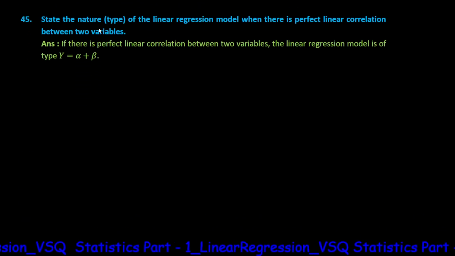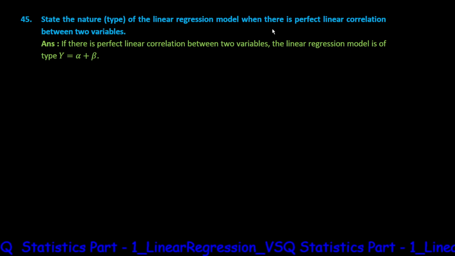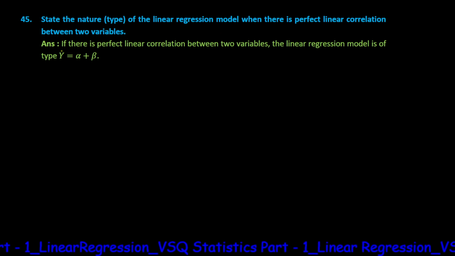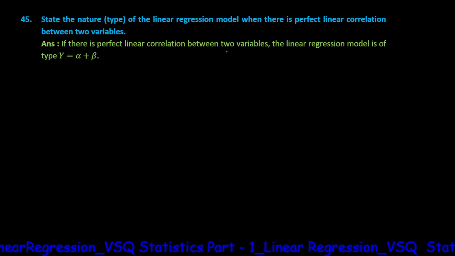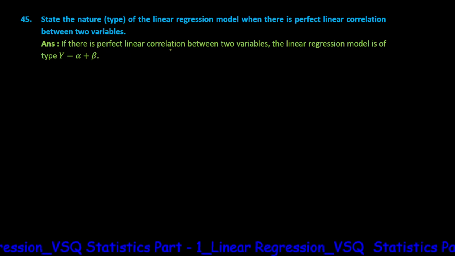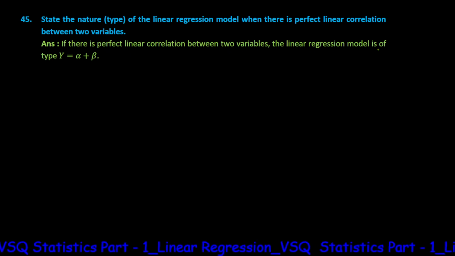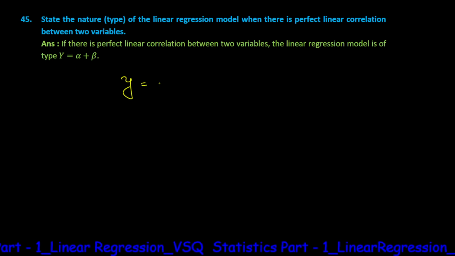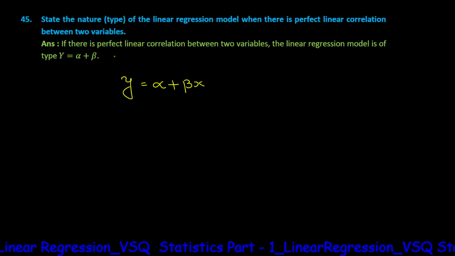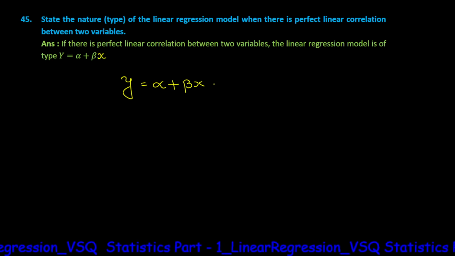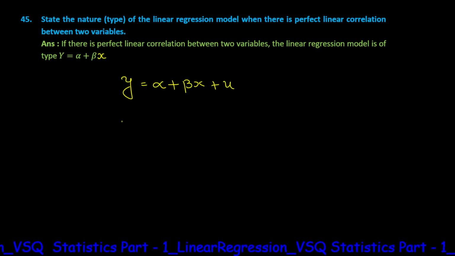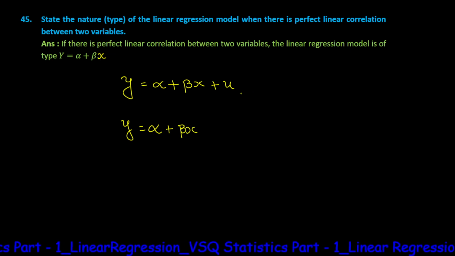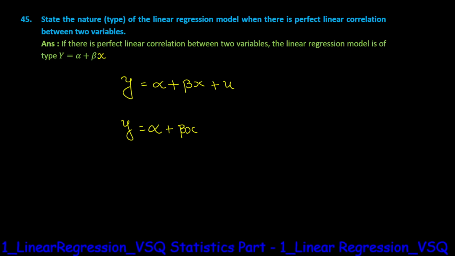Question 45: state the nature, type of the linear regression model when there is perfect linear correlation between two variables. If there is perfect linear correlation between two variables, the linear regression model is y equals alpha plus beta x. Actually, the regression model is y equals alpha plus beta x plus u. But if there is a perfect relation between two variables, then the model is y equals alpha plus beta x, because the error or disturbance variable equals 0.